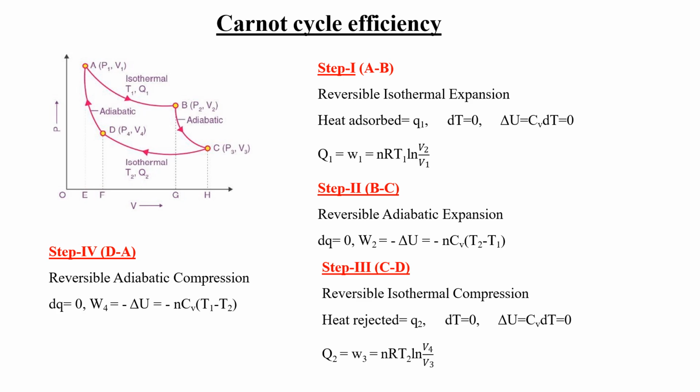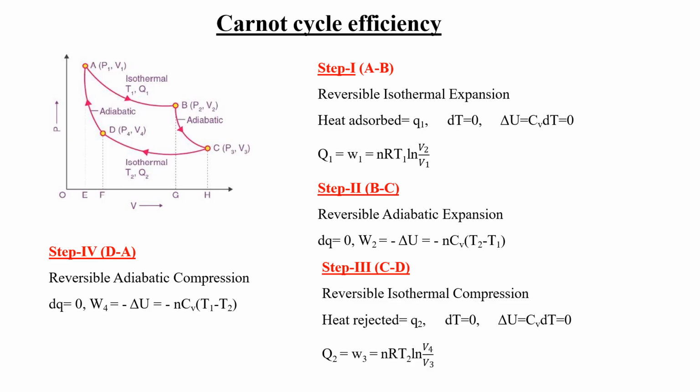The Carnot engine. This is the PV plot, pressure versus volume, and this is the Carnot cycle A, B, C, D. The Carnot cycle consists of 4 steps: AB, BC, CD and DA. The AB path is known as reversible isothermal expansion, the BC path is reversible adiabatic expansion, the CD path is reversible isothermal compression, and the DA path is reversible adiabatic compression.